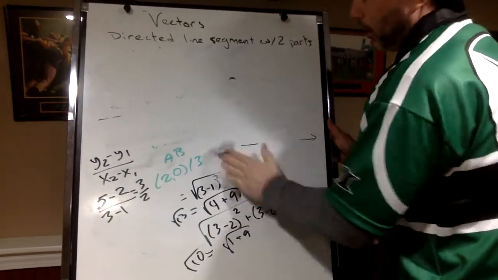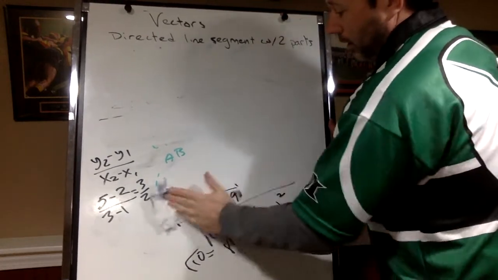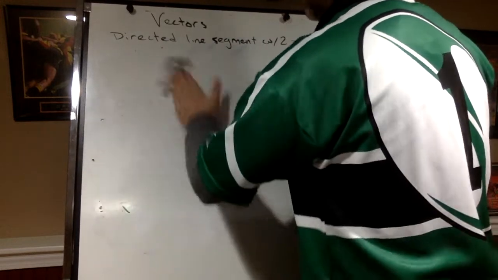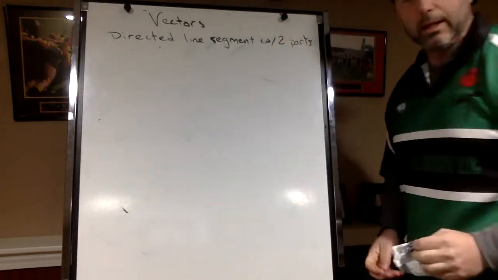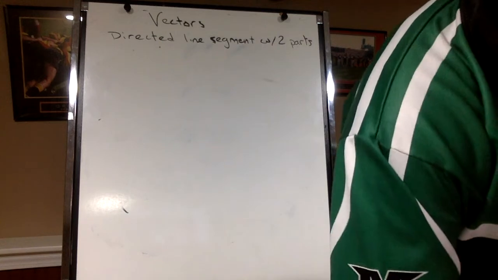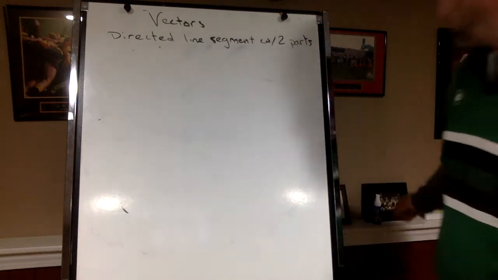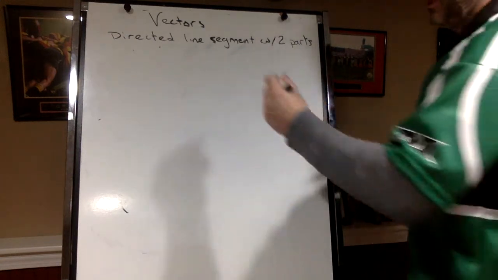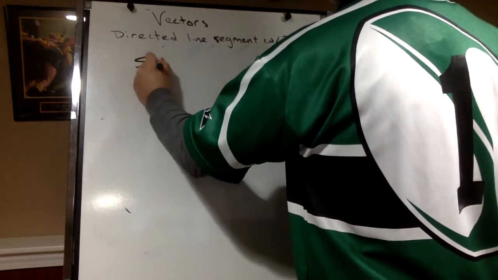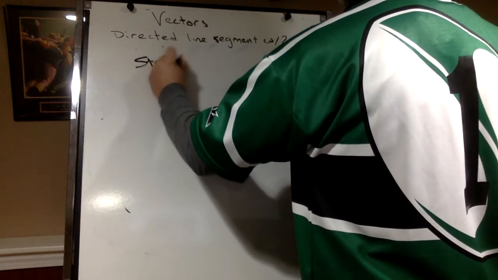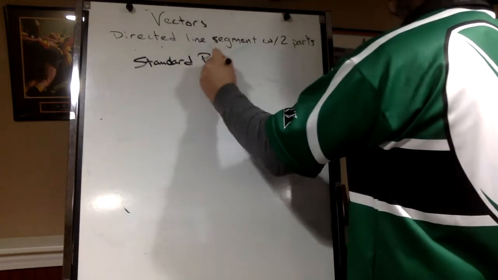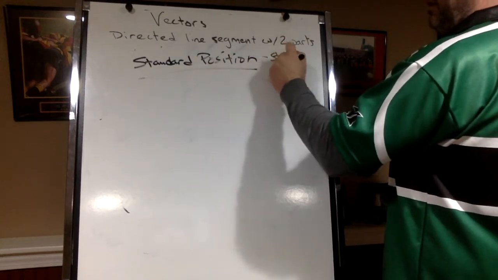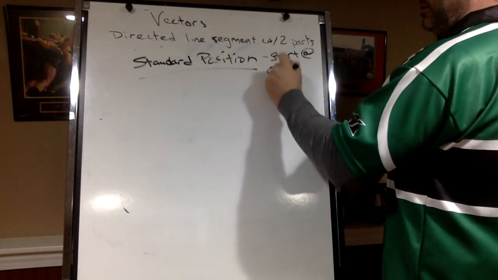Now here's the problem. We got vectors floating all over space. Literally. We got satellites out there. We got planets moving. We want to put them all in one place. So what did mathematicians or scientists do? I'm going to put it into standard position. So standard position. That means we're going to start a vector at the origin.